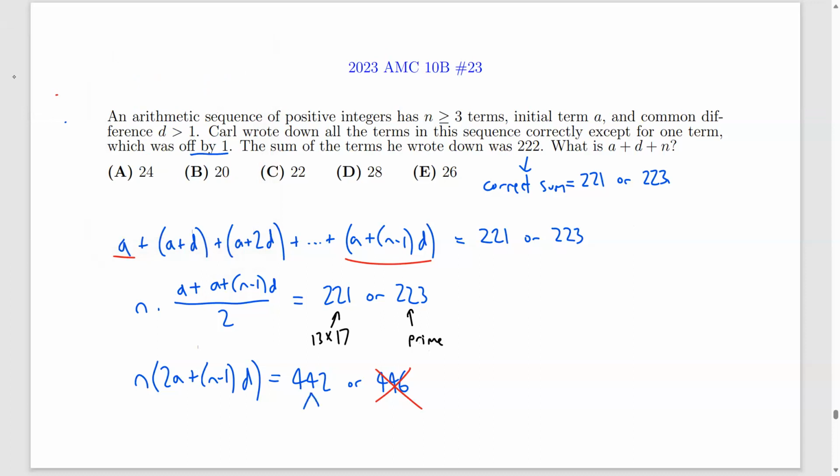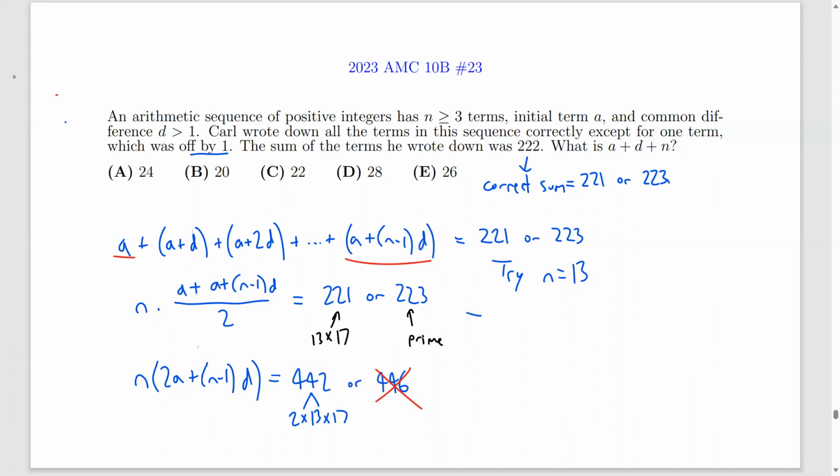And the prime factorization of 442 is 2 times 13 times 17. So n has to be a factor of 442 that is greater than or equal to 3. So the first thing that we can do is try n equals 13. The reason for trying this specific value is that 13 is the smallest factor of 442 which is not 1 or 2.